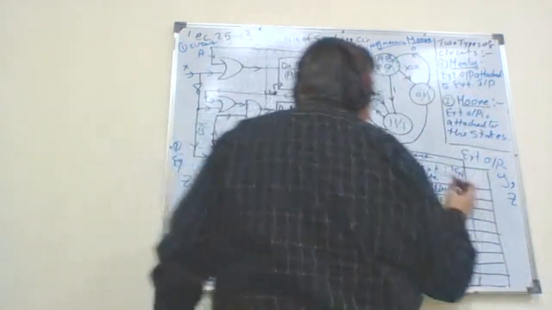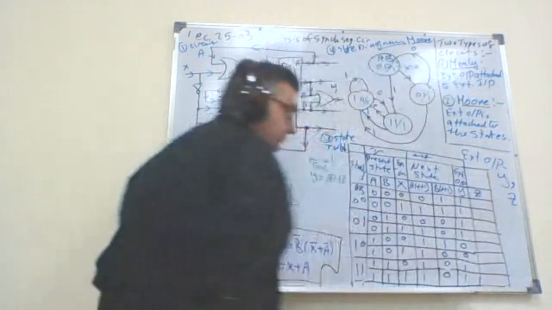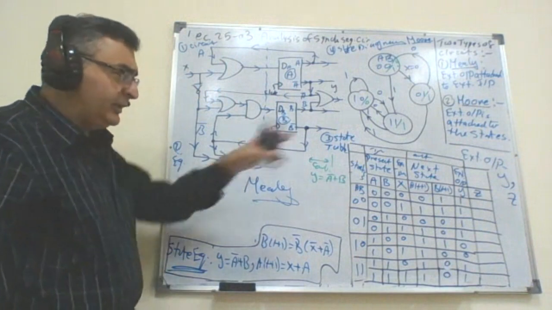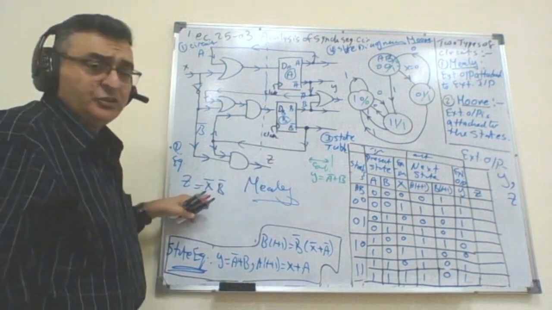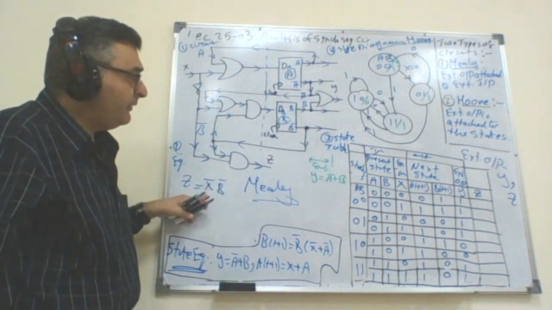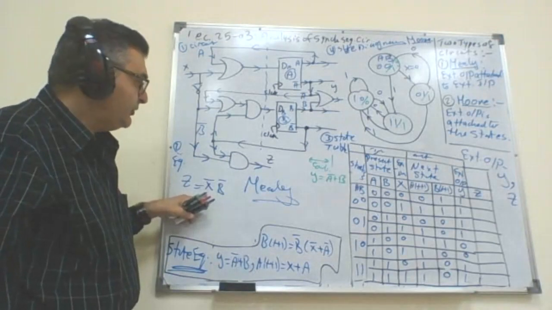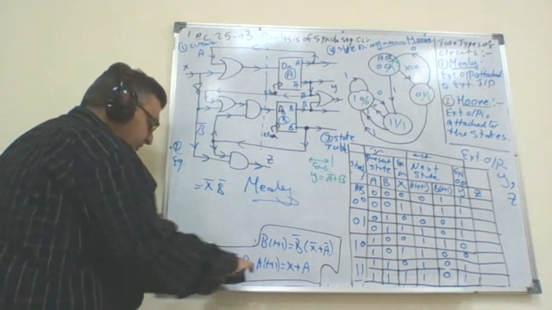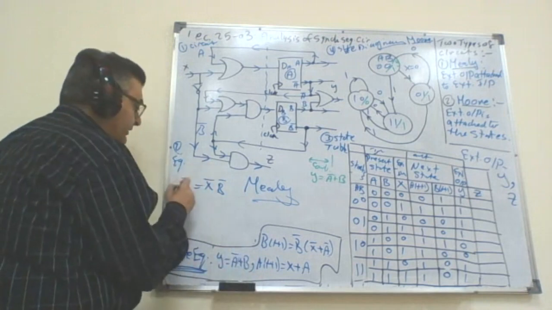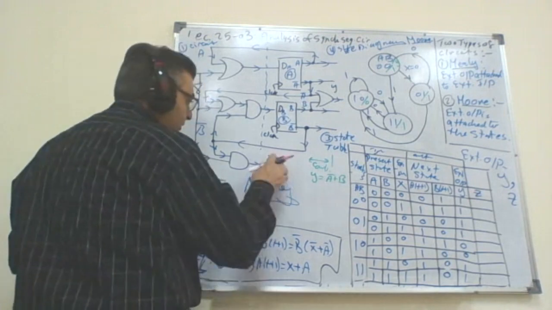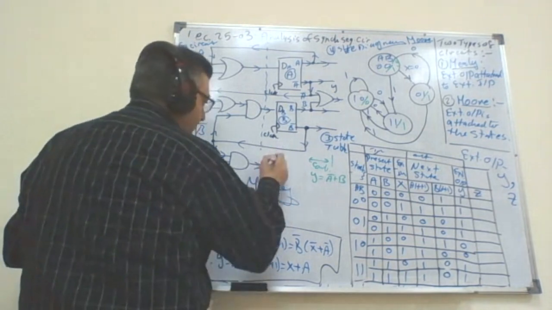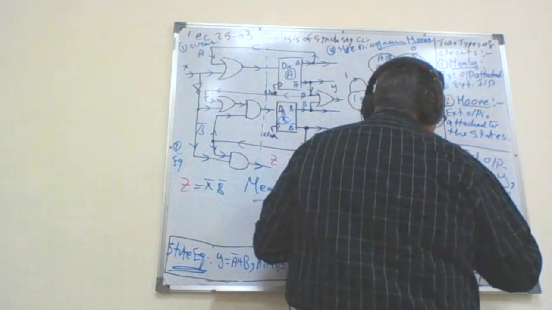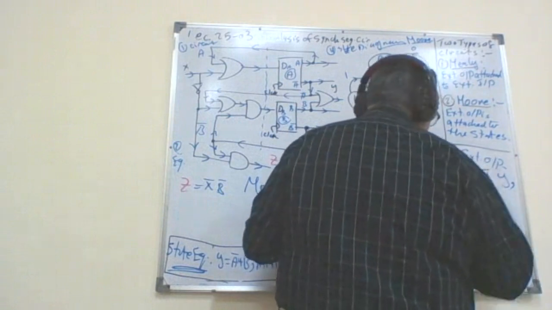This is Z. Can I derive the equation for Z, the truth table for Z? Can I put Z on the table? Yes, you can. So actually, let's write Z in another color for clarity. This is Z. Call this Z. We have here Z.